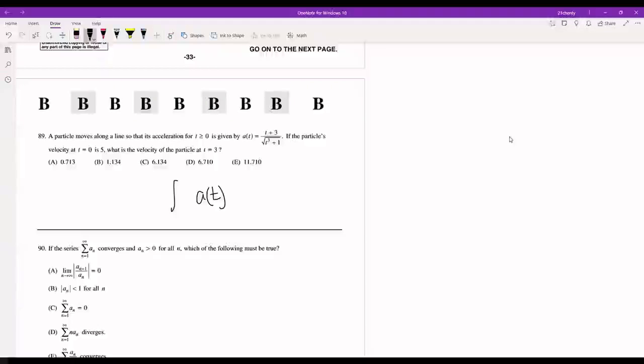from 0 to 3. Because we know the velocity at t equals 0, we want to find what it is at t equals 3. So when we do this, we end up with approximately 6.71. So we know from 0 to 3, the velocity increased by 6.71. And we also know that when t equals 0, the velocity is already 5. So we just add 5 to this and we get 11.71, which is E.